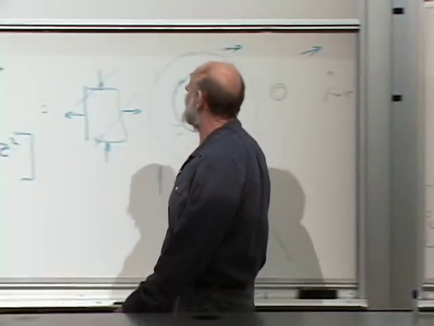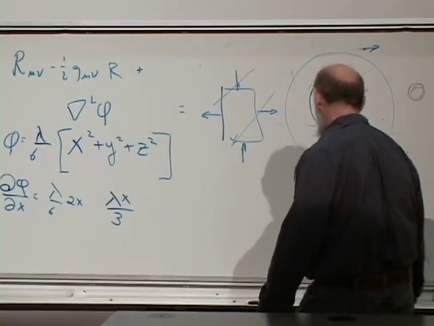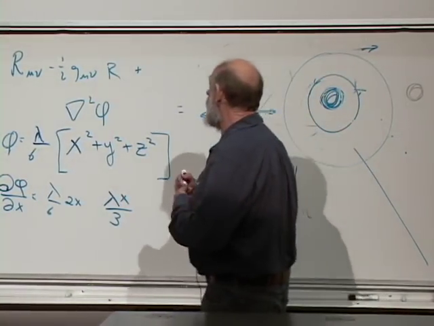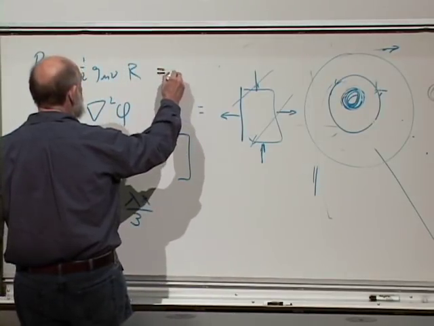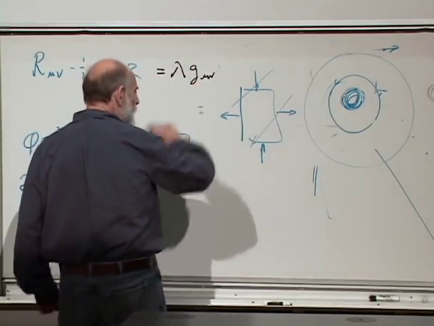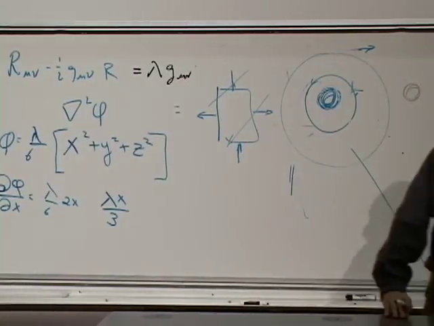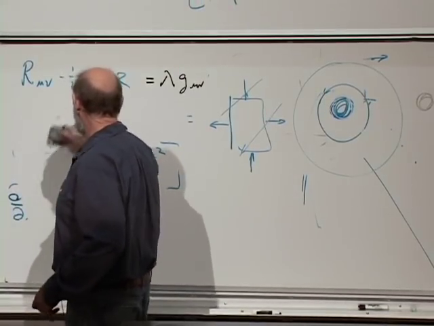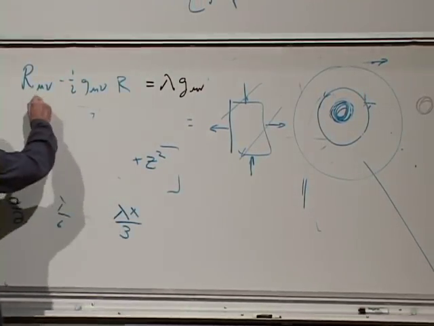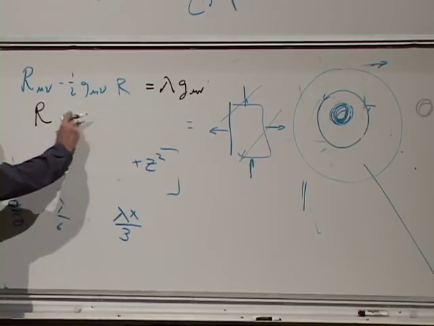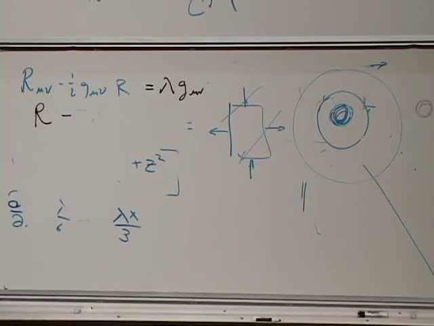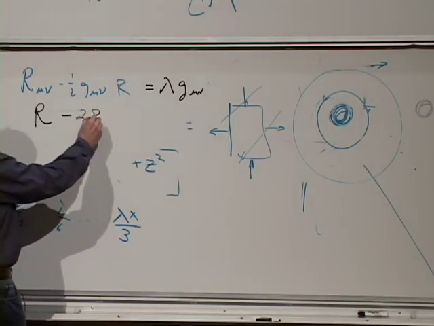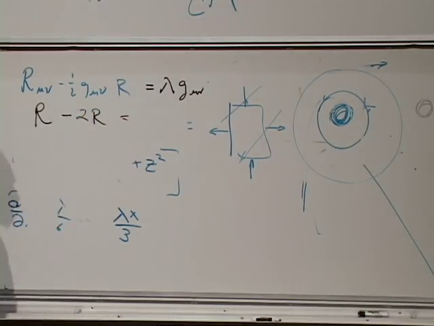Okay, let's go back. If we have a cosmological constant, then we can set this equal to lambda g mu nu. I may have changed the sign of lambda, but it doesn't matter. Now let's contract this equation with g mu nu. This becomes R. This becomes minus 2R. And what does this become? 4 lambda, right? 4 lambda.